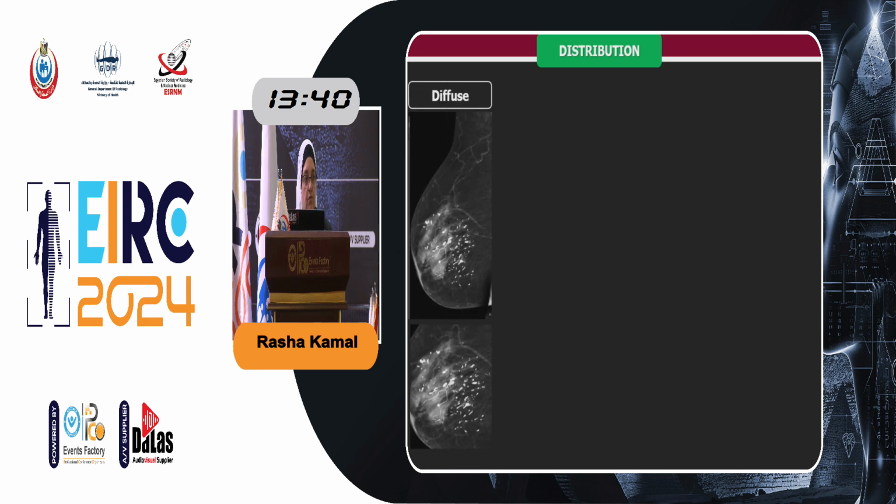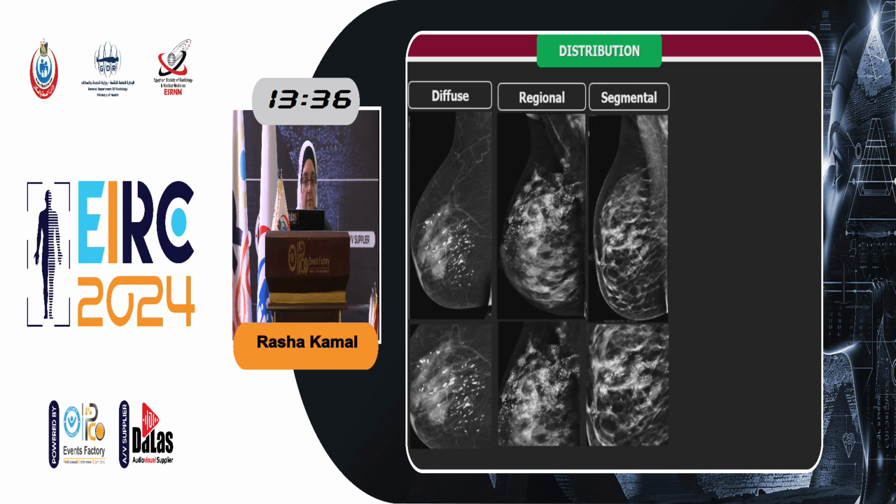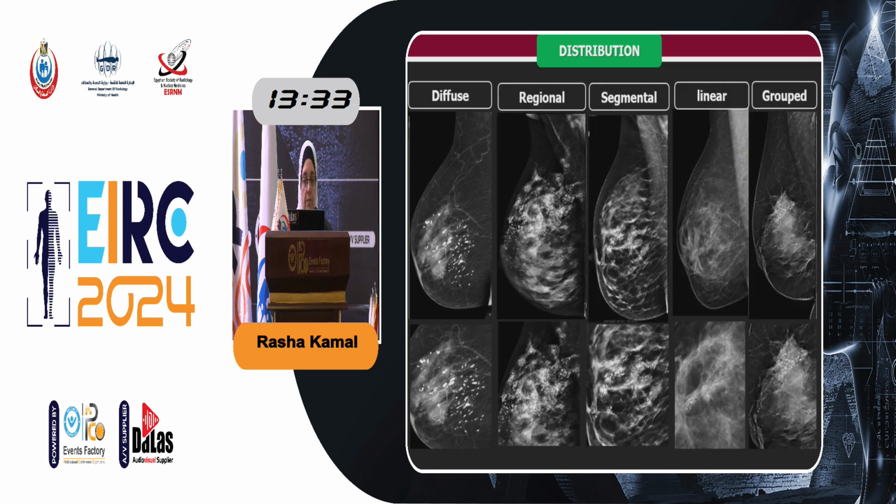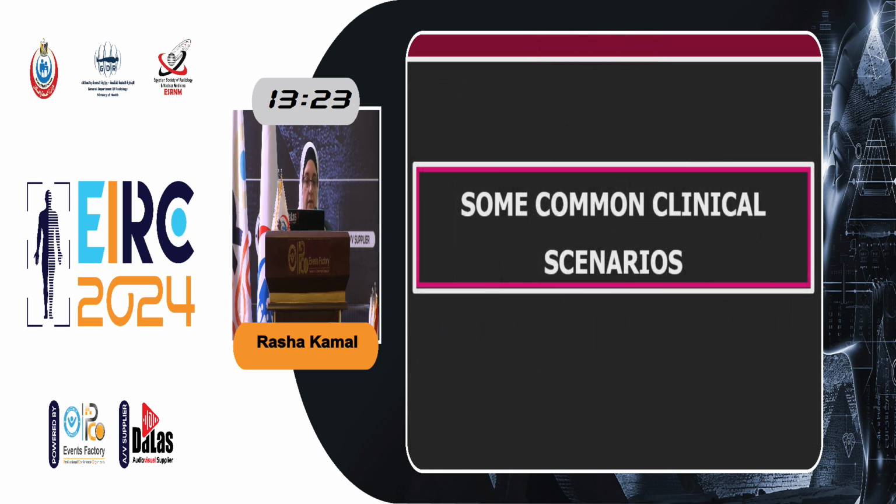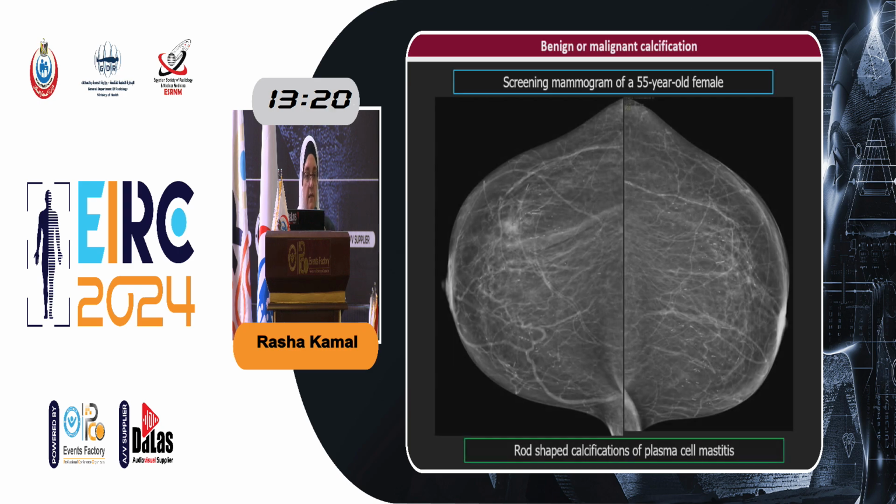As for the distribution, it might be diffuse, regional, segmental, linear, or grouped, or what we used to call the clustered microcalcification. And going from the right to the left, we are going from benign to malignant calcifications. And now we're going to see some common clinical scenarios.